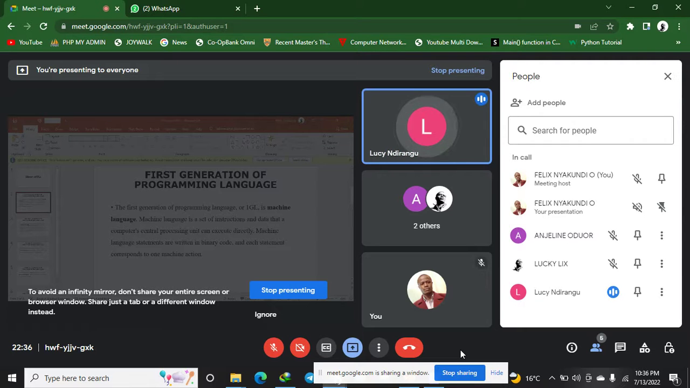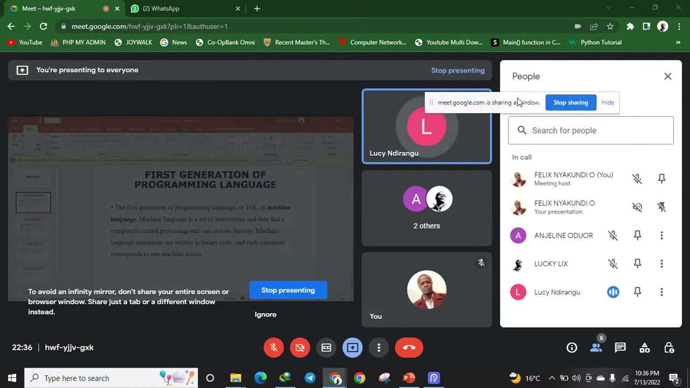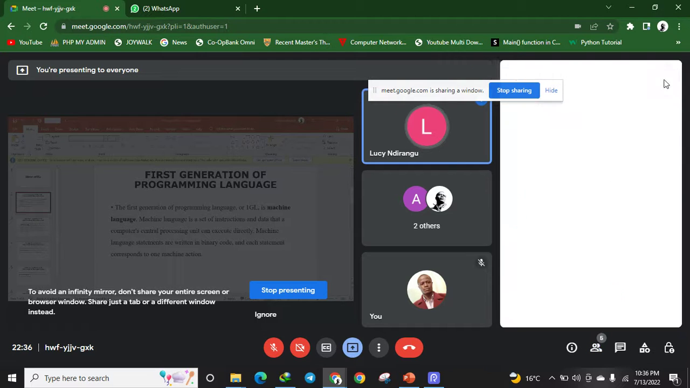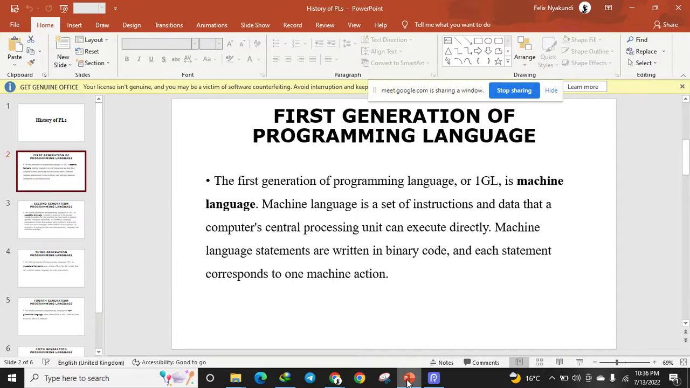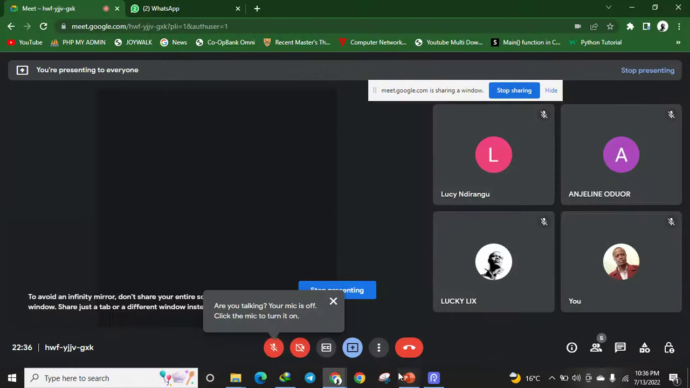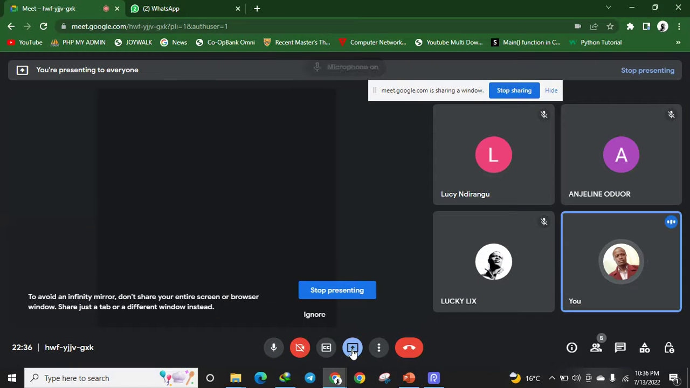Machine language is a set of instructions that a computer central processing unit can execute directly. Machine language statements are written in binary code, and each statement corresponds to one machine action. Thank you, Lucy.